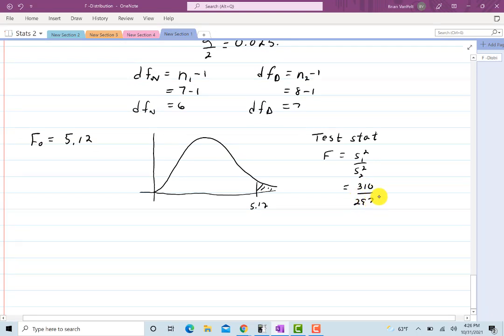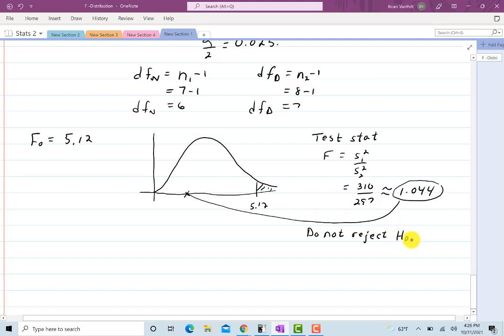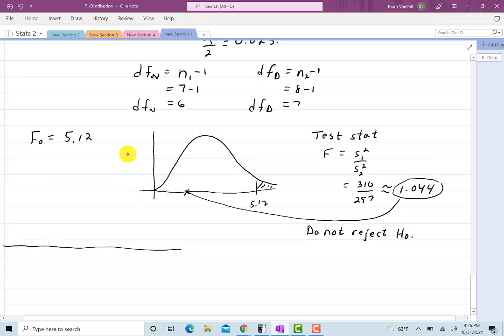And that is approximately 1.044. And that number, as you can see, is way over here. So do not reject H0. We don't have any reason to believe that these variances are not equal to each other. Now, we can do the same thing using p-values with your calculator.